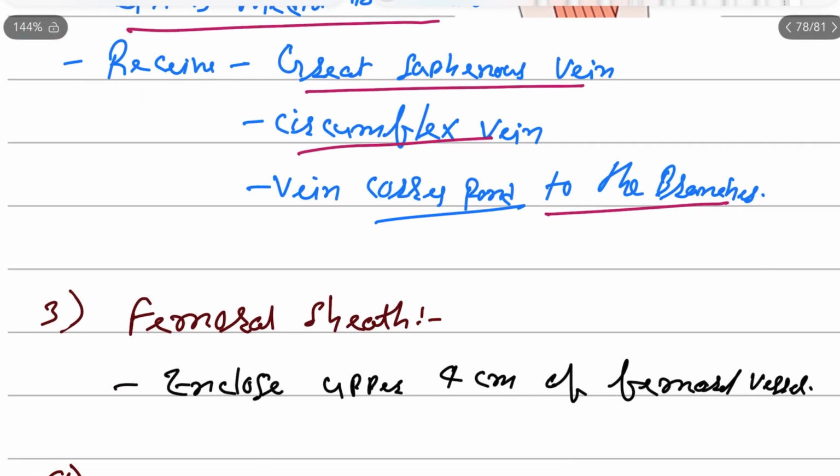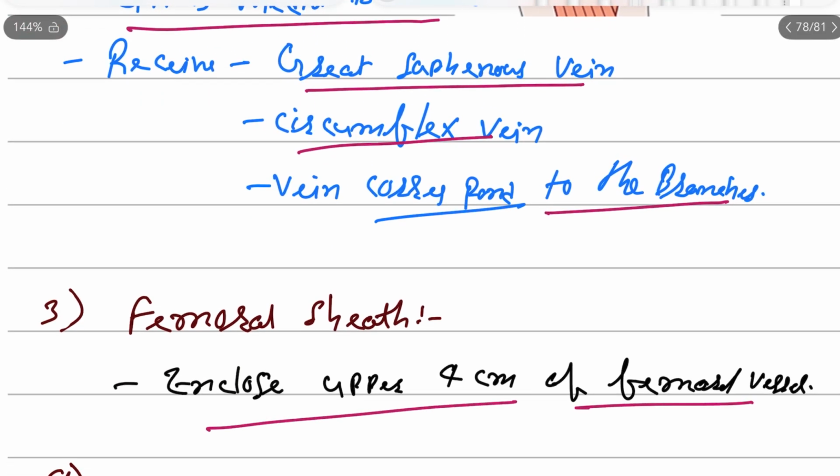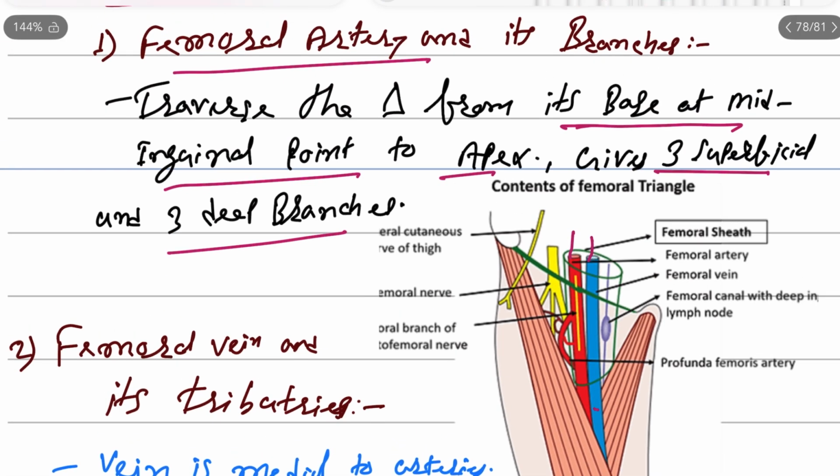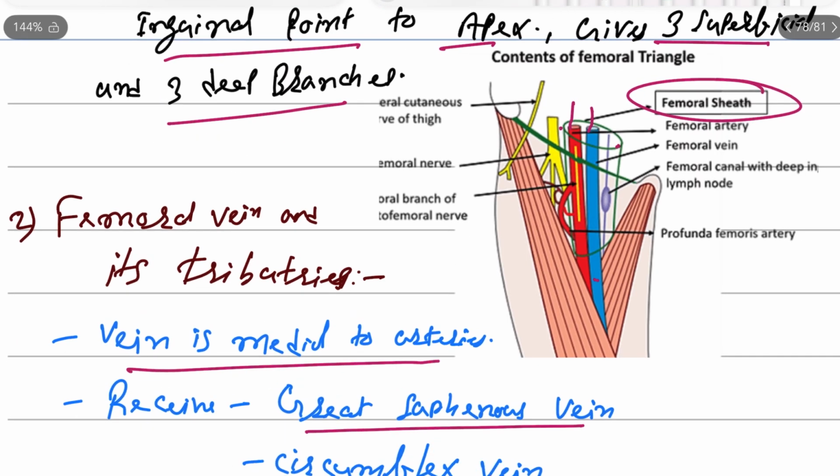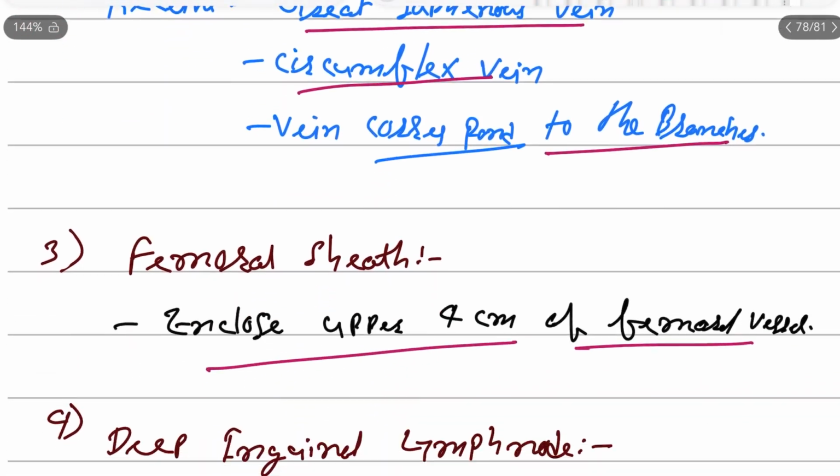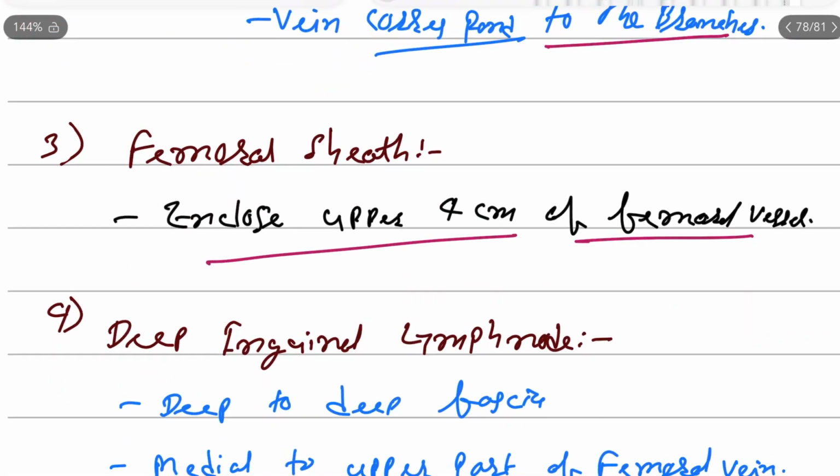The femoral sheath encloses the upper 4 cm of the femoral vessels. Now, this is the femoral sheath that encloses the upper 4 cm of the femoral vessels. Femoral vessels mean the femoral vein and femoral artery. The femoral nerve is outside the femoral sheath.